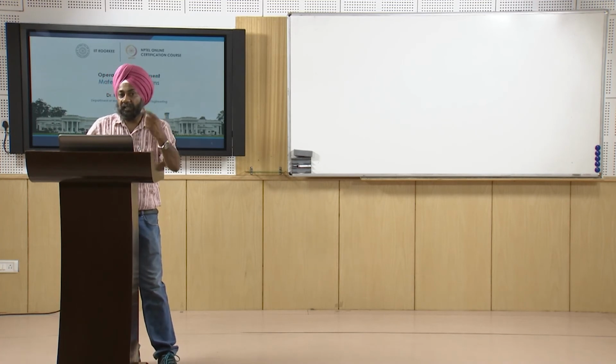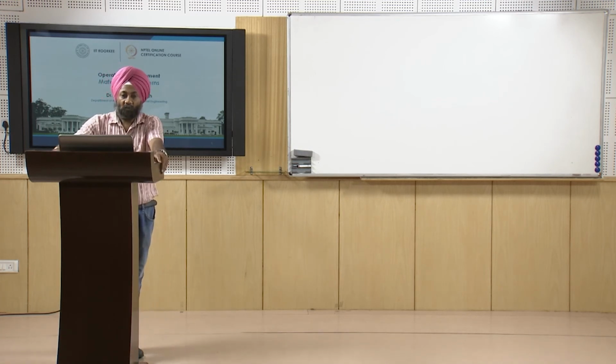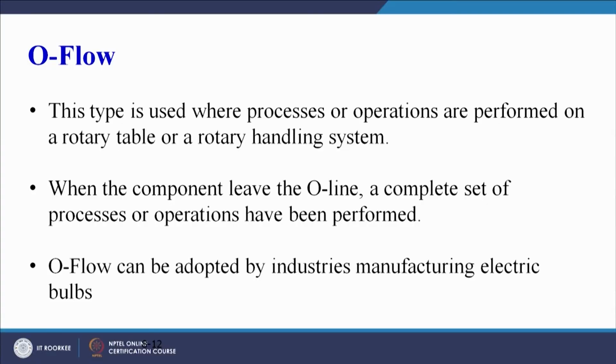So we have seen I type, we have seen U type, we have seen S type. Combination of S also can be used. Then O flow is another type of flow pattern. This type is used where processes or operations are performed on a rotary table or a rotary handling system.